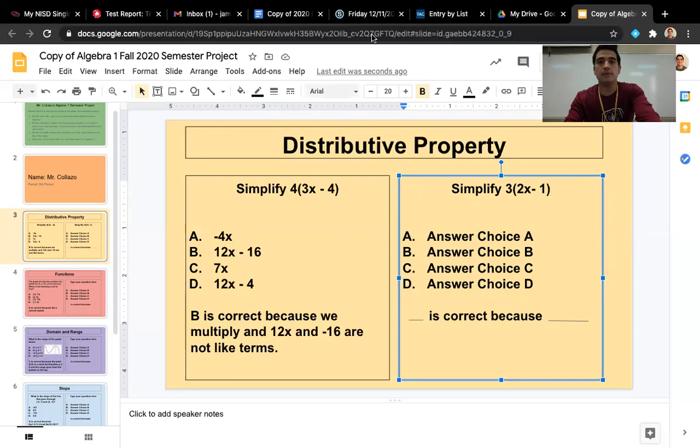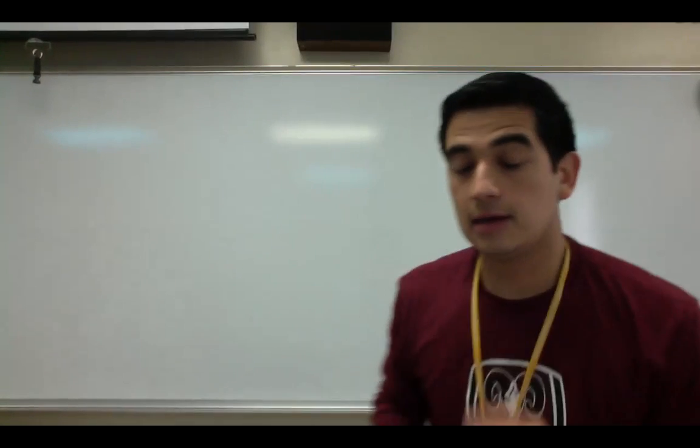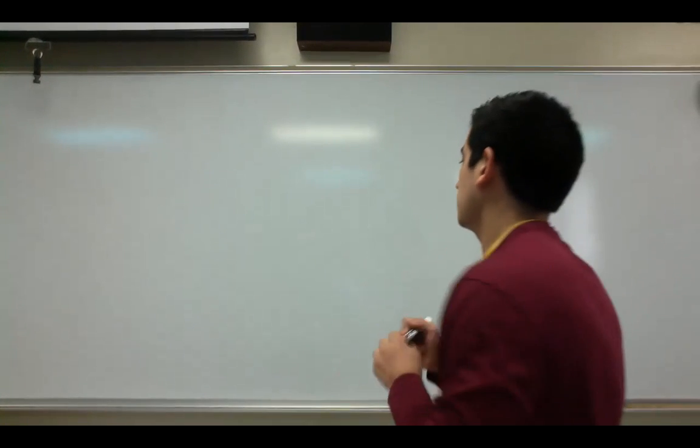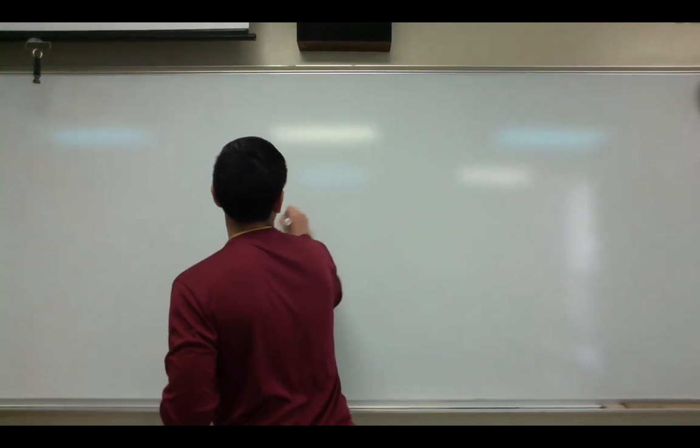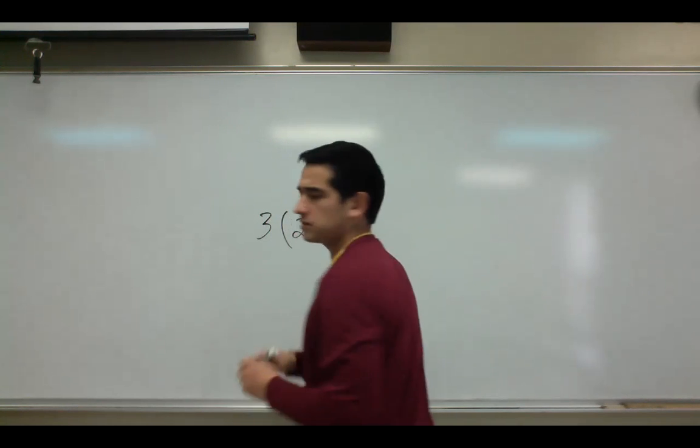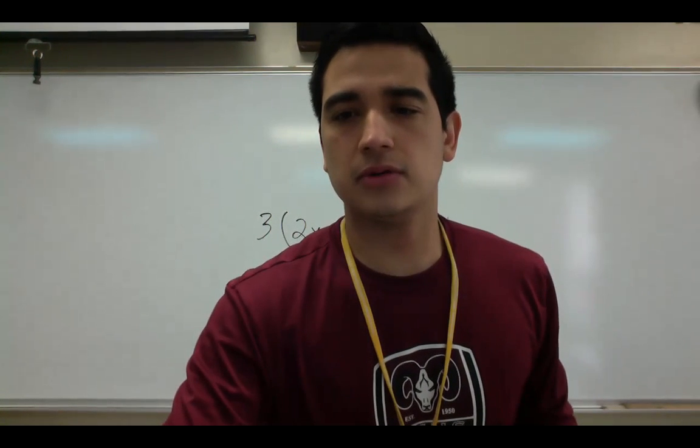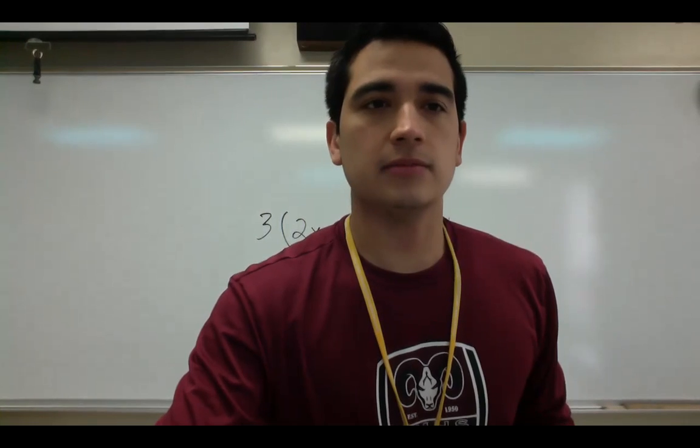Then what you'll do is you'll work it out. So I'm going to get out of that, and I'm going to work out the example I just made. It was 3 times 2x, was it minus or plus 1? I don't remember. Minus 1.